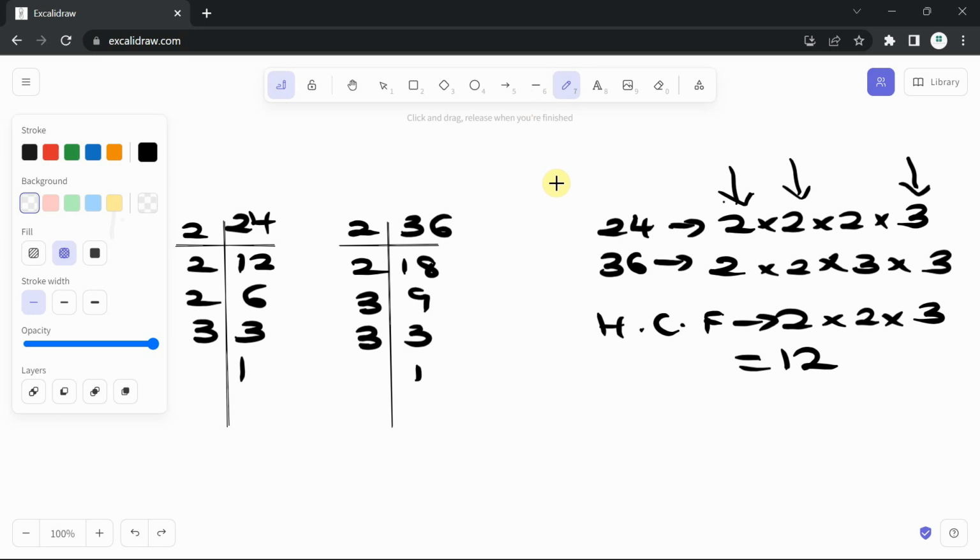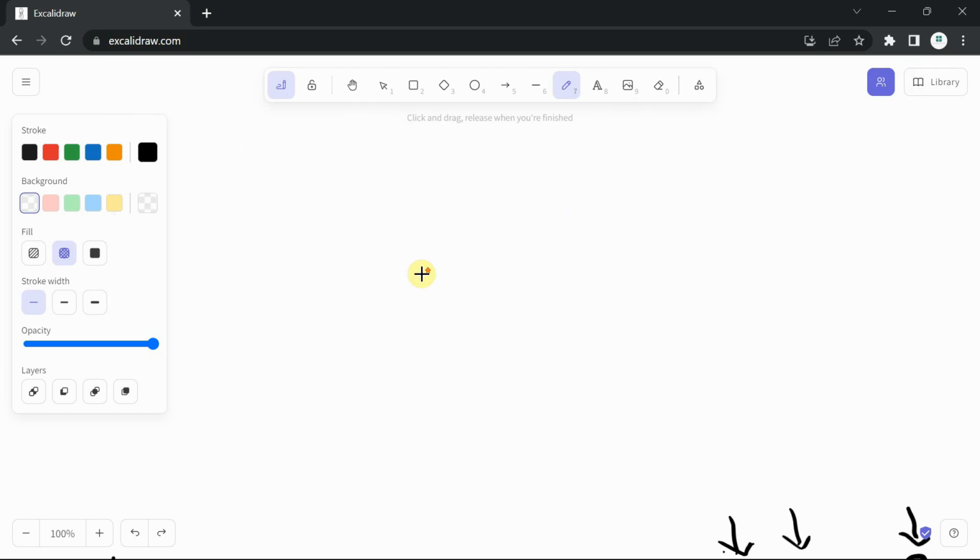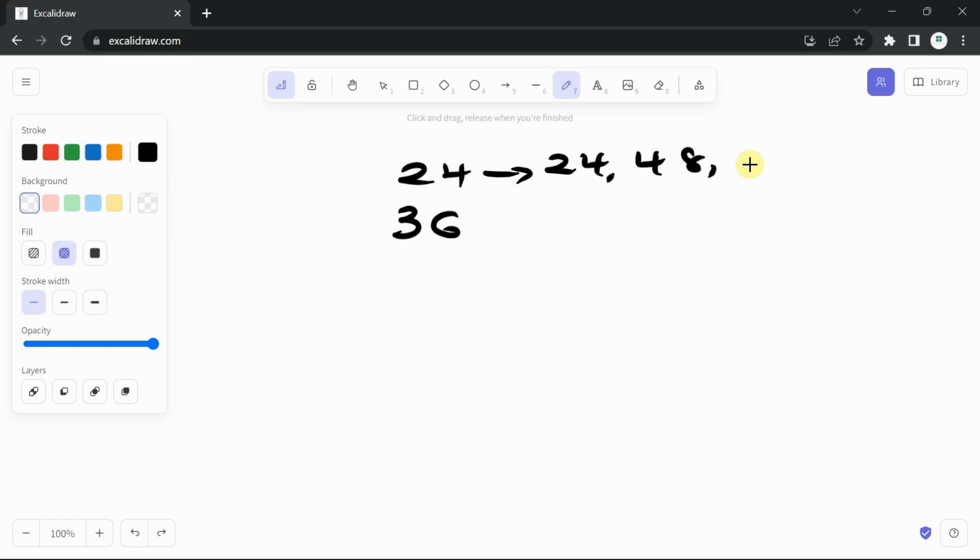Now, what of the LCM, which is the lowest common multiple between the two of them? What is the lowest number that appears in both the multiples of 24 and the multiples of 36? Let's do it in terms of listing, the way I did the previous one. I have 24 and 36. Multiples of 24: 24 times 1 is 24, times 2 is 48, times 3 is 72. Let's also find the multiples of 36: 36 times 1 is 36, times 2 is 72.